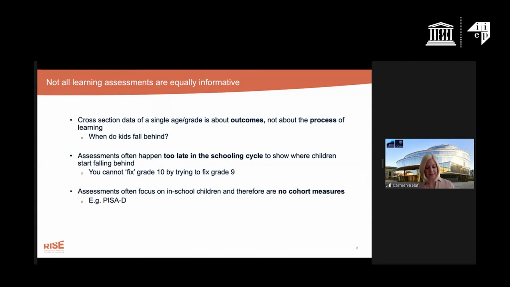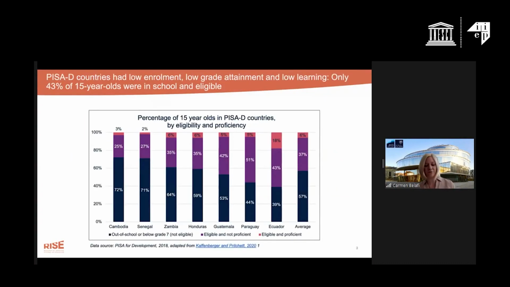Third, many assessments happen through the schooling infrastructure and are therefore in-school measures and not cohort measures. And those in-school measures are bound to underestimate the learning crisis, the bigger the share of out-of-school kids. And just to give you one example of this, so this is PISA-D. And this is really where low learning and low grade attainment come together. And if you look at the right bar here, this shows that the average of the 7 countries that participated in PISA-D, on average, 57% of kids were excluded from the assessment, either because they were out of school or below the required grade level and therefore not eligible to participate.